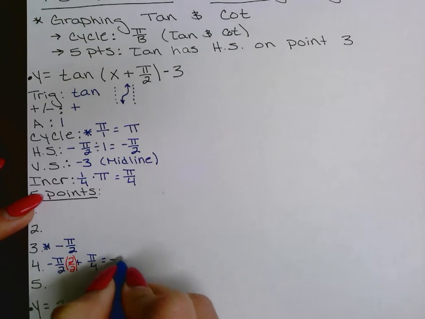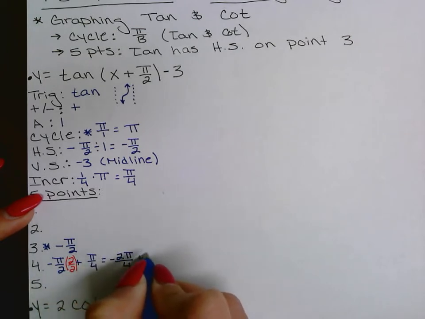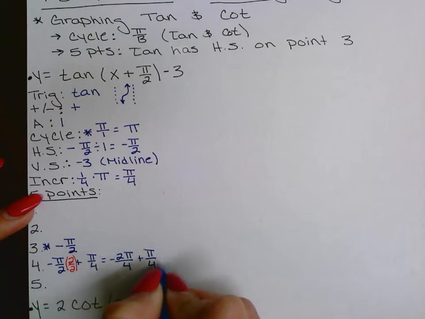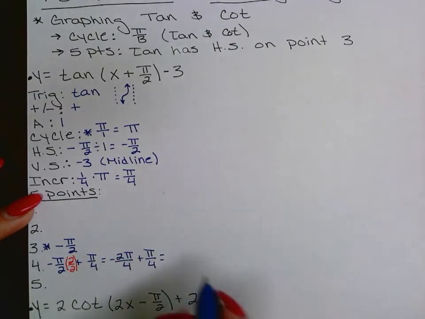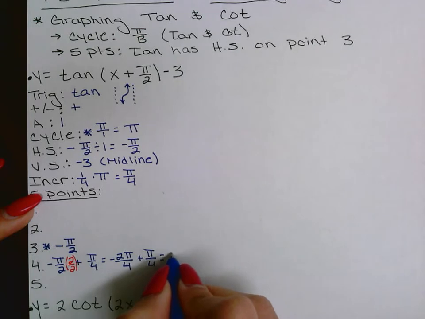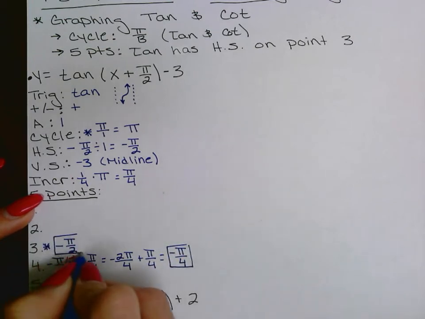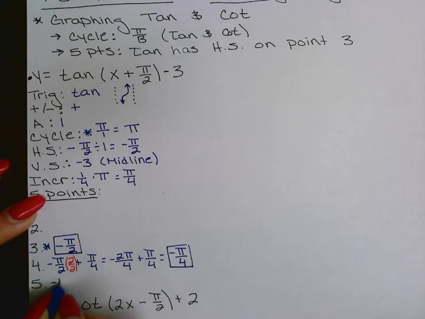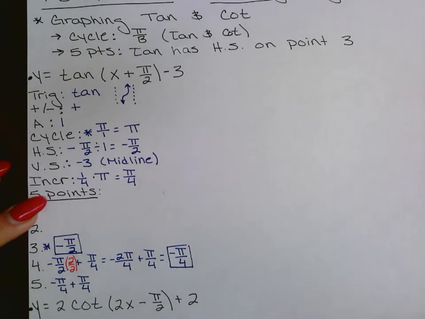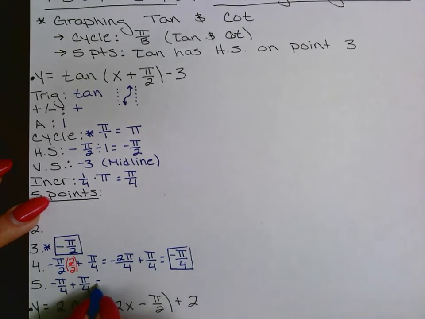So I say negative 2 pi over 4 plus pi over 4. What does a negative 2 and a positive 1 give me? Good, negative 1 pi over 4. Okay. And now one more time, negative pi over 4 plus my increment, which is pi over 4. That one cleans out nicely. And I get 0.